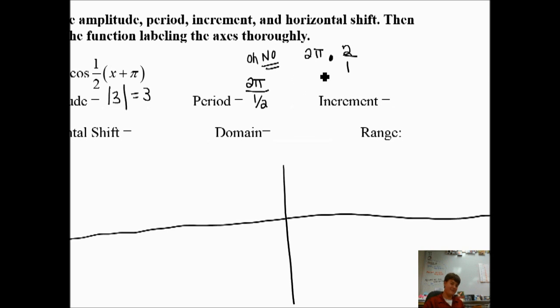You're smart. I know. I might ace this thing. Okay, that gives me what? Gives you 4 pi.